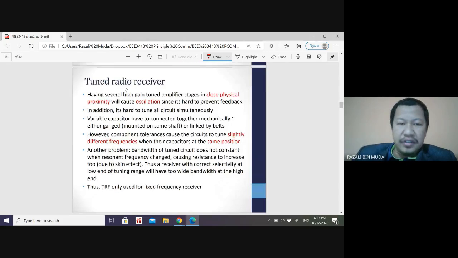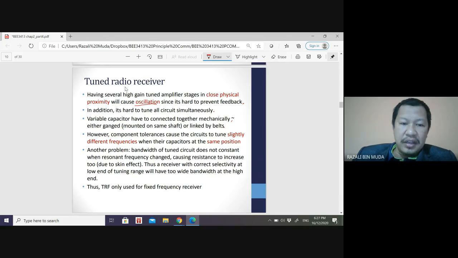Tuned radio receiver. Okay, this is the description for the circuit before. Having several high gain tuned amplifier stages in close physical proximity will cause oscillation, since it's hard to prevent feedback. In addition, it's hard to tune all circuits simultaneously. Variable capacitors have to be connected together mechanically, either gang, which is mounted on the same shaft, or linked by belt.